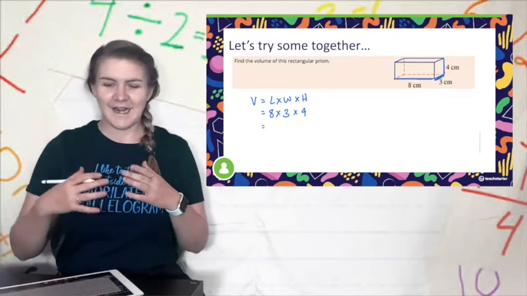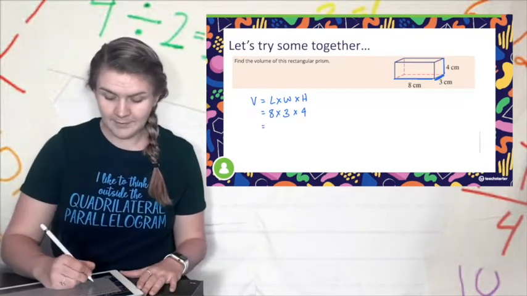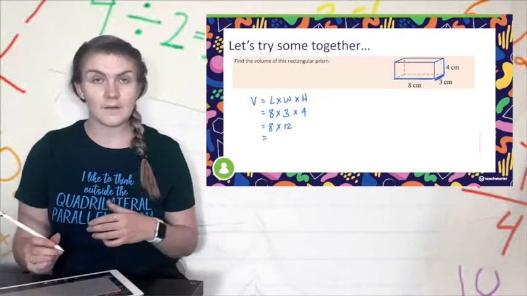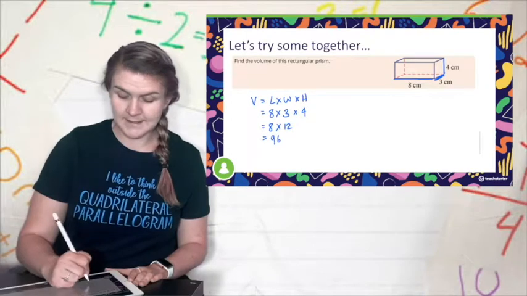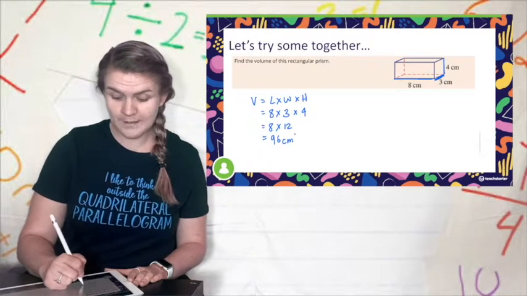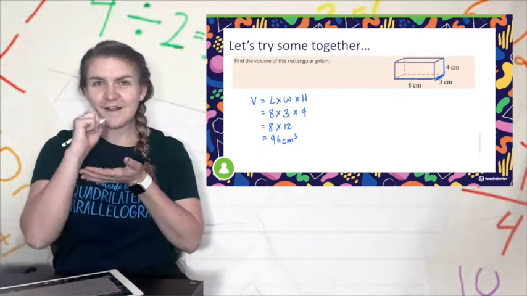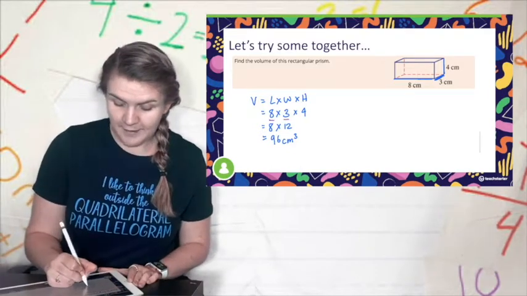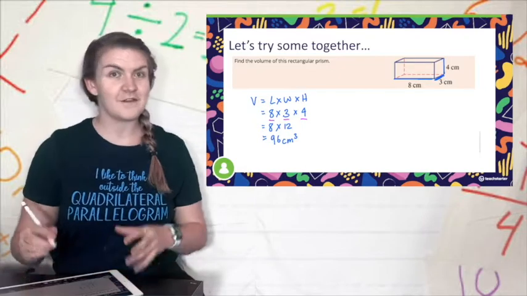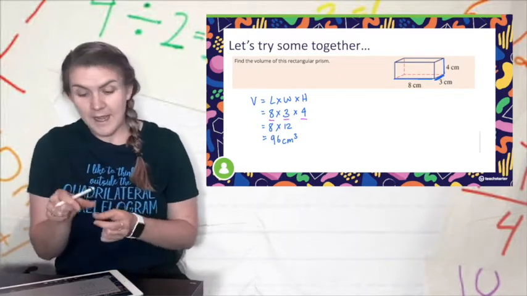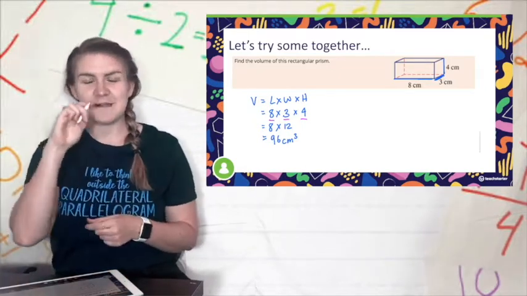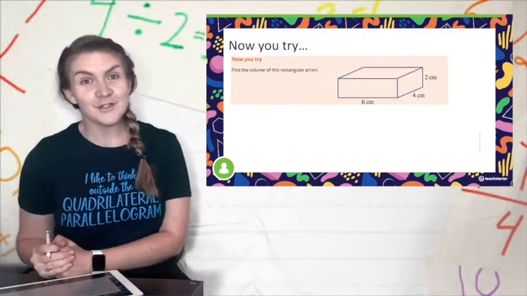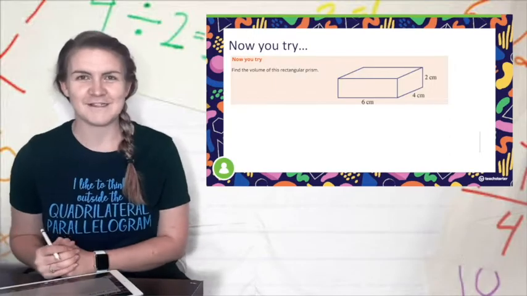Now I have to figure out 8 times 3 times 4. I'm going to go 8 and then 3 times 4 is 12. 8 times 12 is 96 and it's cubic centimeters. So I need to write that little 3. Now the way I remember that is because I multiplied 3 numbers together. 3 numbers together means I have the little cube, which means I need to write the little 3 to represent cubic centimeters. You have a go at finding the volume of this rectangular prism.